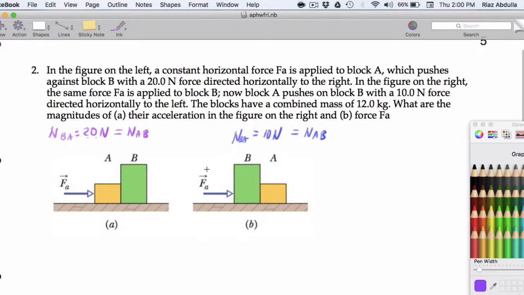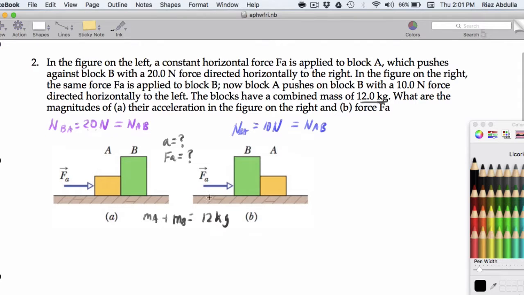So our goal is to figure out what is the acceleration and what is FA, the applied force. We are also told that the combined mass is known to be 12 kilograms. So we also know that MA plus MB is 12. So I'll actually write that here. In both cases, MA plus MB equals 12 kilograms.